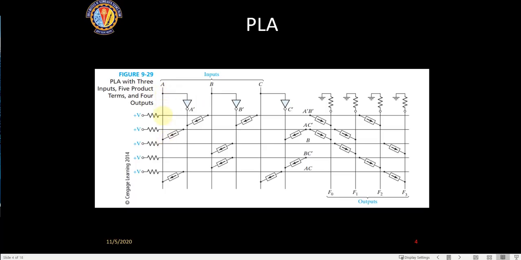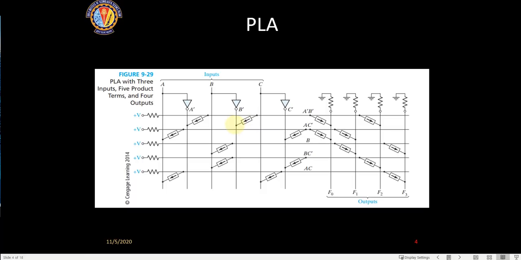Similarly, this vertical line. If you see, if it is A, the fuse link will be here, so A would be available here, right? So this is how all these horizontal lines work. And if you see why it is known as an AND plane, this is one line going here, and this is the second line which is coming here. There are two lines here. Why are we calling it an AND line?